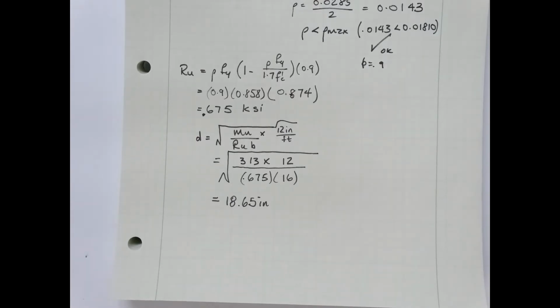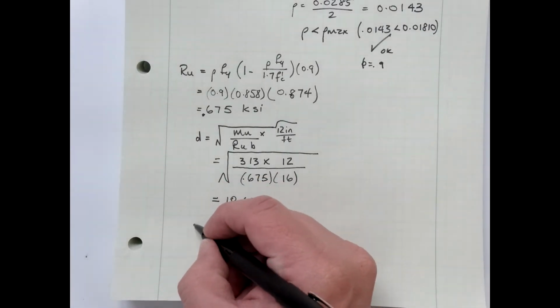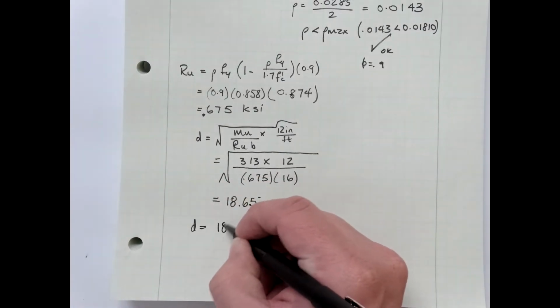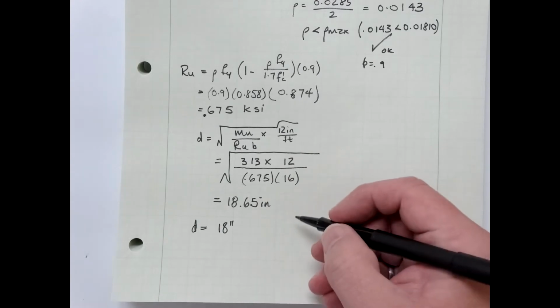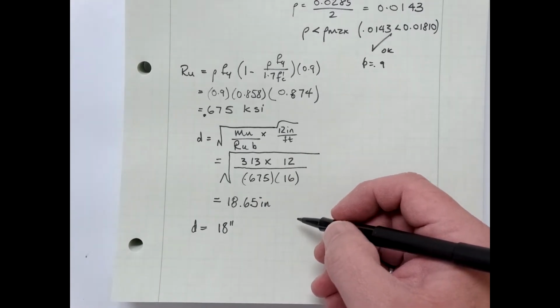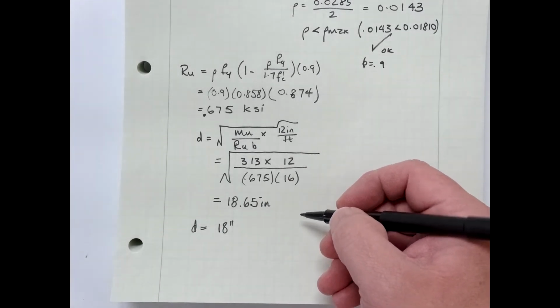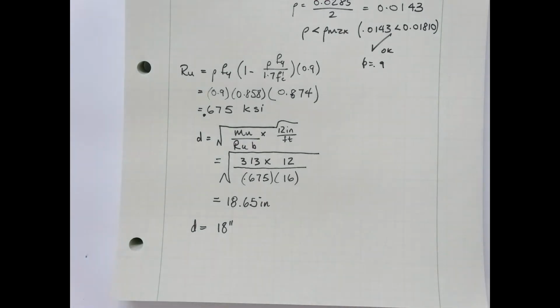Okay, so we're going to continue on our design example. In our last exciting episode, we found out that D is 18.65. But we're not going to use D is equal to 18.65. We're going to say that D is equal to 18 inches. It's a nice round number, and it's going to match better with form manufacturers.